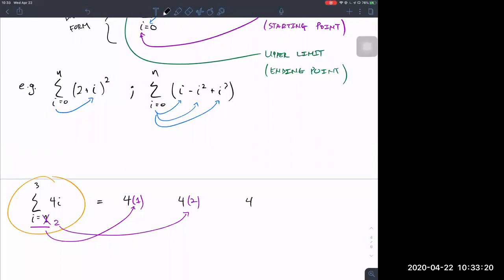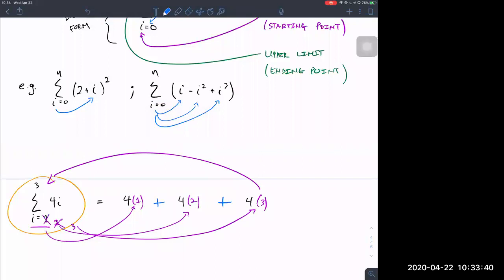You do it one last time because you go from 2 to 3 now. It goes in here. And you know it ends at 3 because it tells you what the upper limit is at the top. And again, since this is sigma notation, you know that you have to add these results after you finish calculating them.